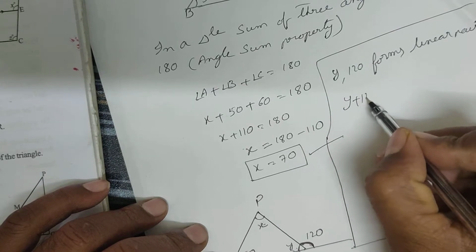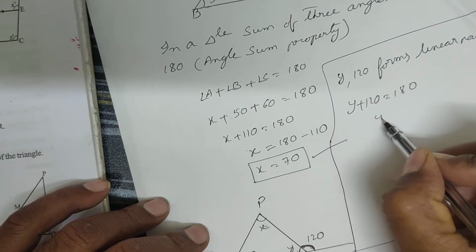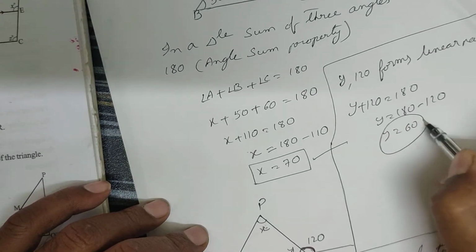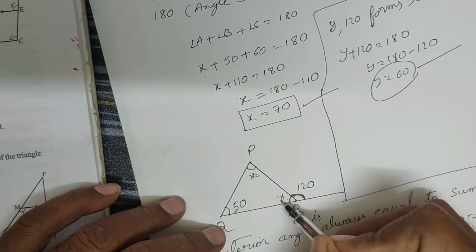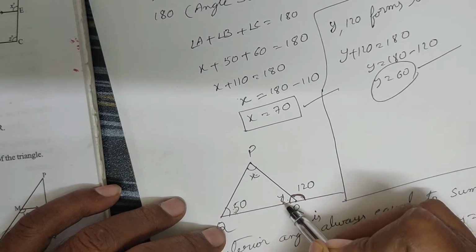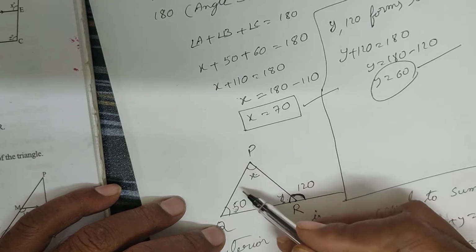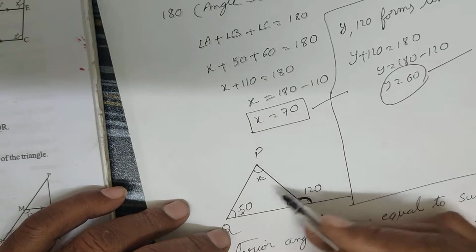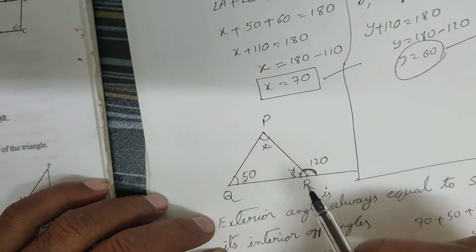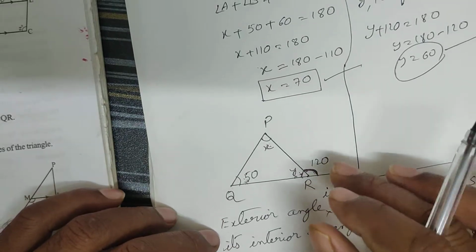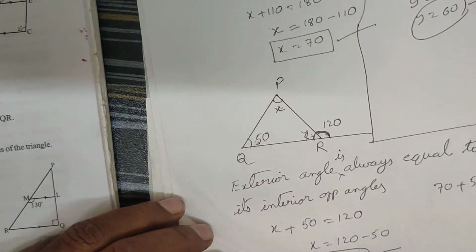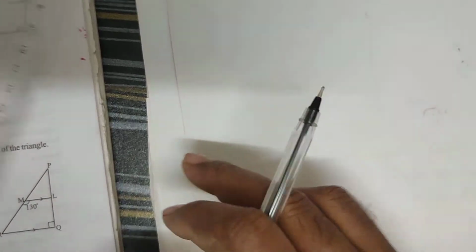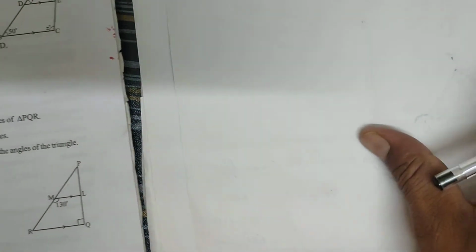So Y plus 120 is equal to how much can you write? 180. Y is equal to 180 minus 120. Y is equal to 60. So you got Y as 60. So 50 and 60 you know. In a triangle, the sum of three angles is equal to 180. 50 and 60 make 110. So this X becomes 70. So you can do it in any manner. For mathematics, there is no rule that you have to do it exactly like this only. If the method is correct, the answer will be right. Okay, now we'll go for the next question here.